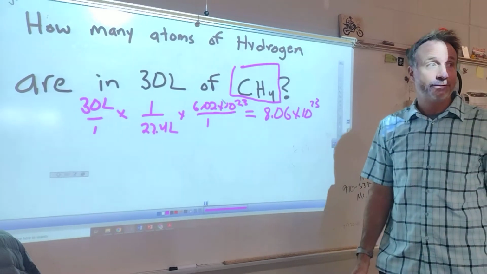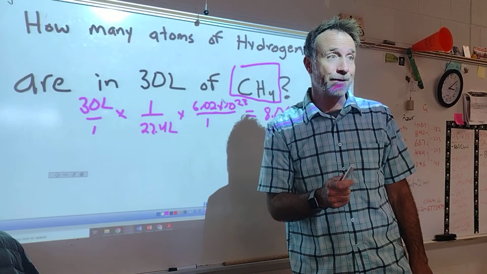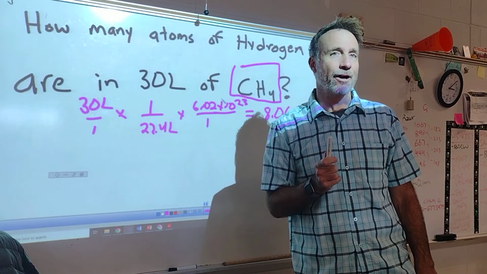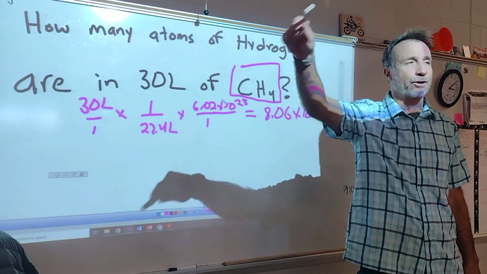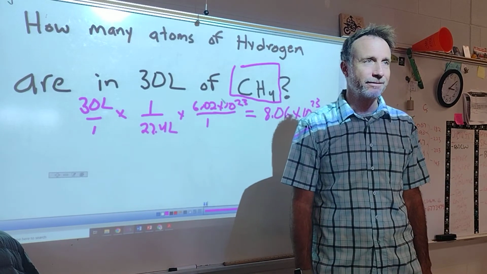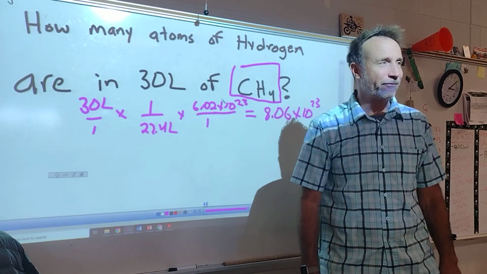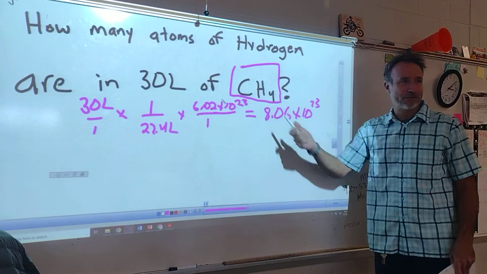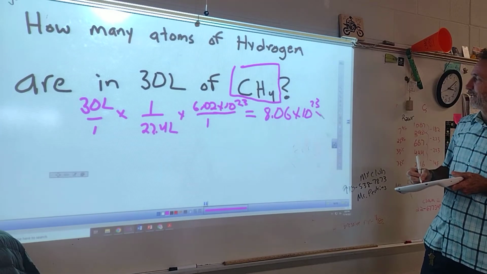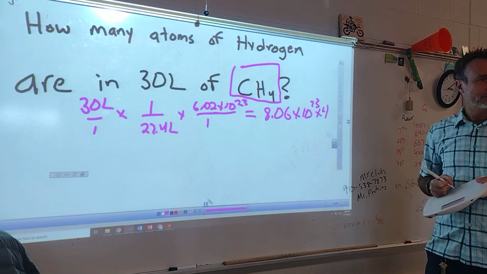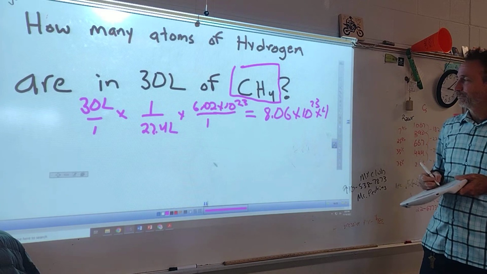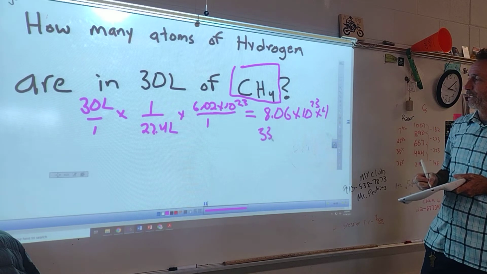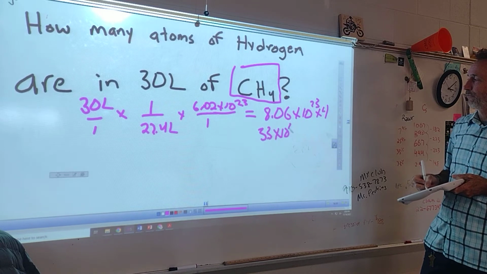So if you had 10 cars, and I said, how many tires are on those cars? You would say 10 divided by 4? No, you multiply by 4. There's 4 of these on every one of these, so you'd say times 4. 3.3 times 10 to the 24th.